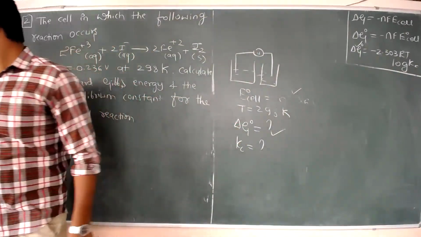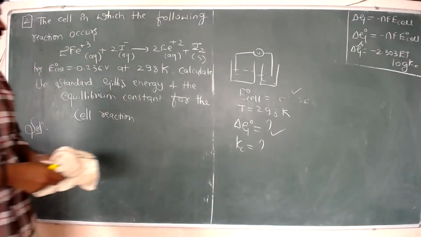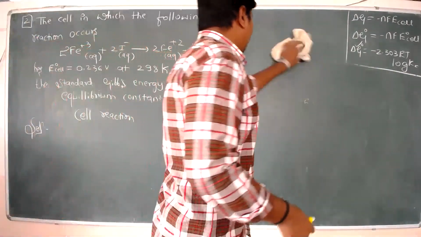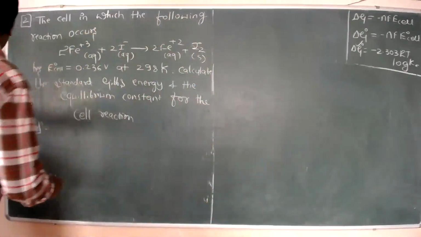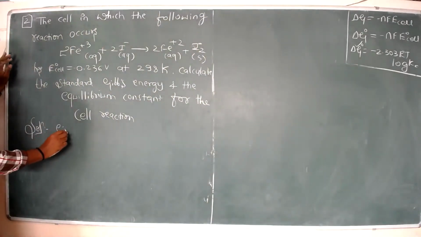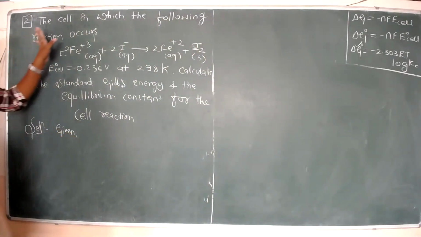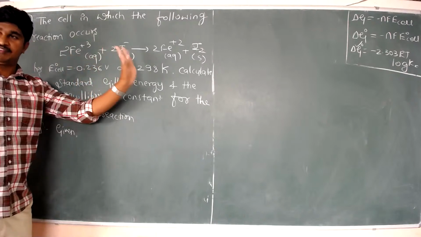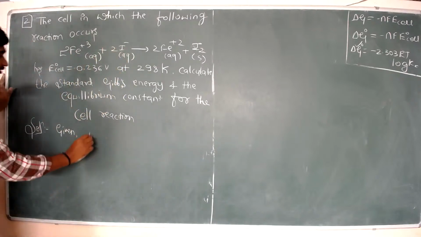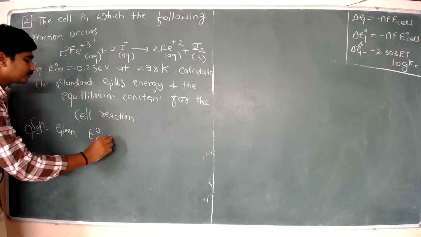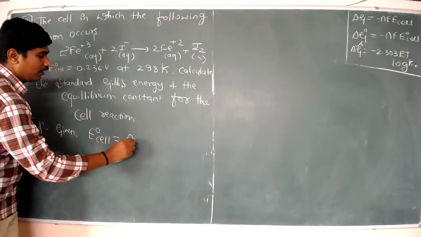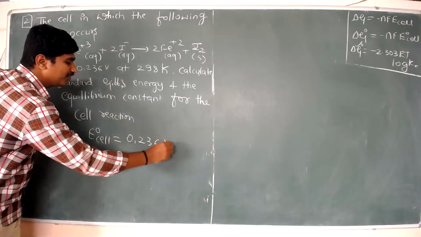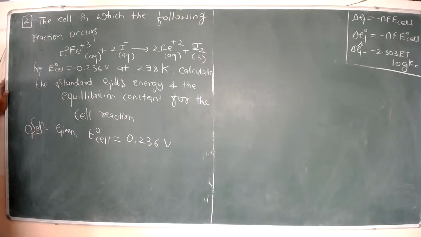Now we will solve it. Here, I am writing the given data. What are the given data? The cell in the following reaction is taking place. For this reaction, E naught of cell is given. E naught of cell is equal to 0.236. Is it positive or negative? Positive. Is the reaction feasible or not?